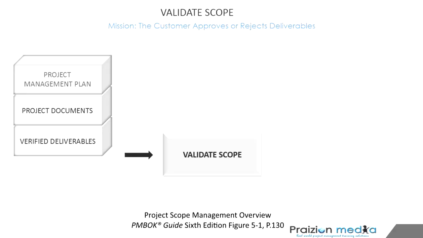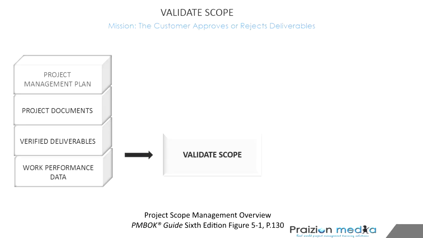The next input here is verified deliverables. So when you hear verified deliverables, think about a deliverable that has been verified by the performing organization. The performing organization has looked at it, they found it to be fit for use. Now it's going to the customer in validate scope. So verified deliverables is an input here, and this input comes from control quality.